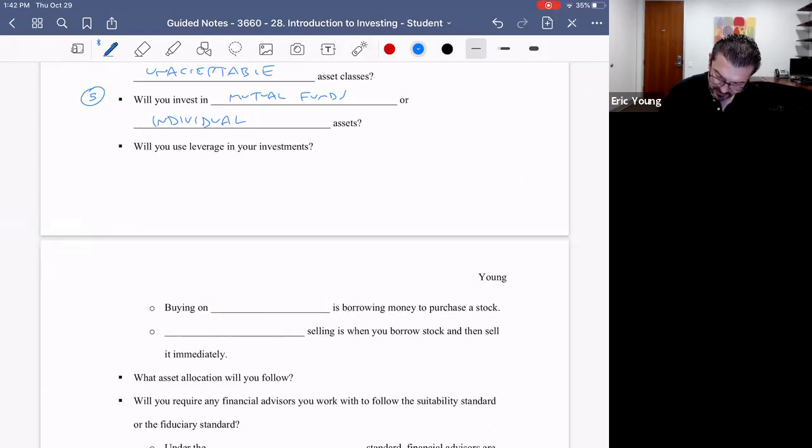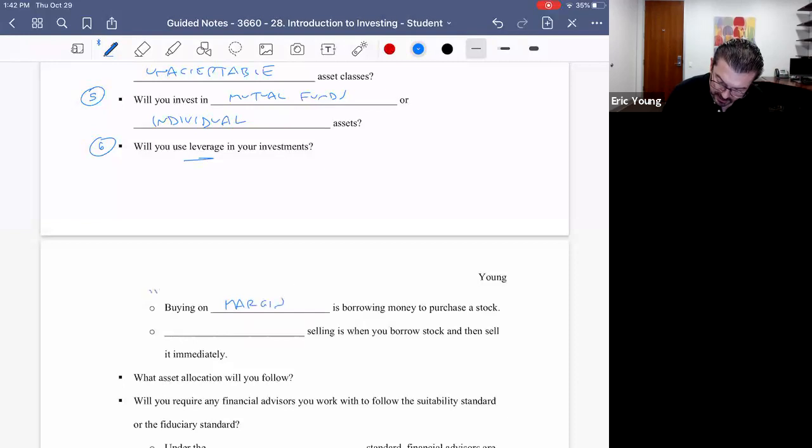Sorry about that. A 6th question, will you use leverage in your assets? Leverage refers basically to, if you want to put it really generally, the use of borrowed money or loans or debt as a part of your investing strategy, okay? There's 2 typical ways that investors can use leverage. They can buy on margin or they can engage in short selling.